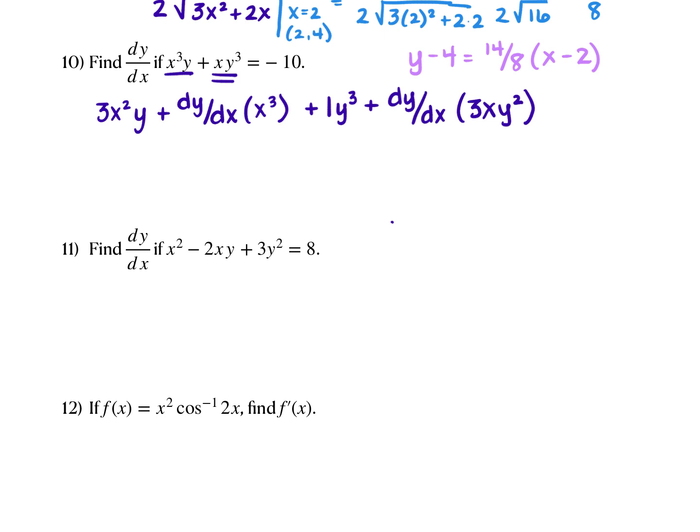And then since it's equal to a constant, I'm just going to say this is equal to 0 because the derivative of my constant is 0. So now, just because it's less writing, I'm going to move the terms that don't have dy dx's to the other side. So minus 3x squared y, and put that over here. And minus y cubed, put that over here.